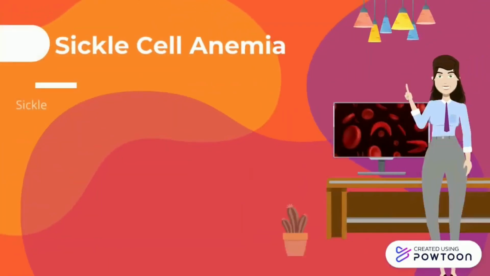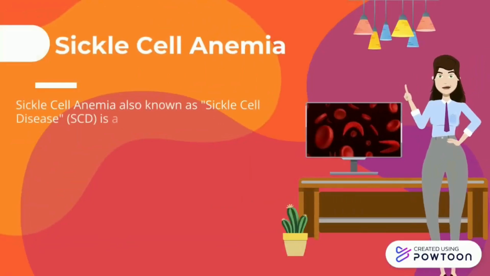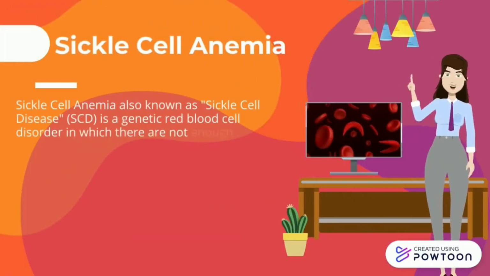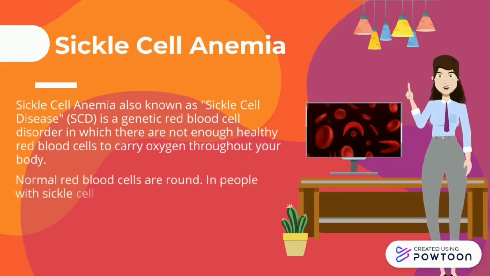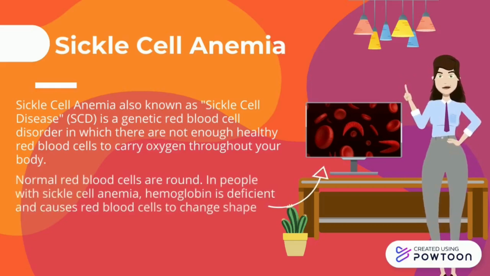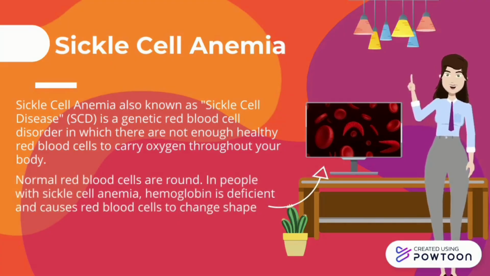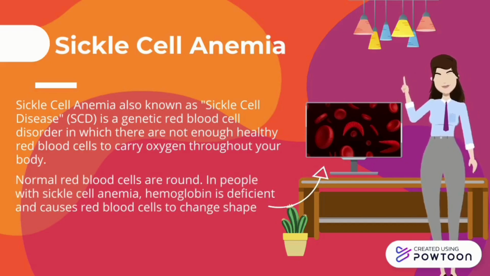Sickle cell anemia, also known as sickle cell disease or SCD, is a genetic red blood cell disorder in which there are not enough healthy red blood cells to carry oxygen throughout your body. Normal red blood cells are round. However, in people with sickle cell anemia, hemoglobin is deficient and causes red blood cells to change shape.